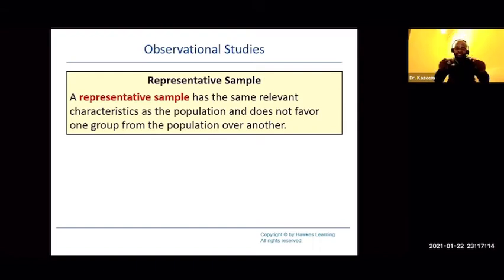When it has the relevant characteristics of the population, it actually represents the population, and it is only when it represents the population that you can come out with a generalization. And it does not favor one group from the population over another. So there is a principle that we are using: the influence of chance, no favoritism, no bias in the selection.